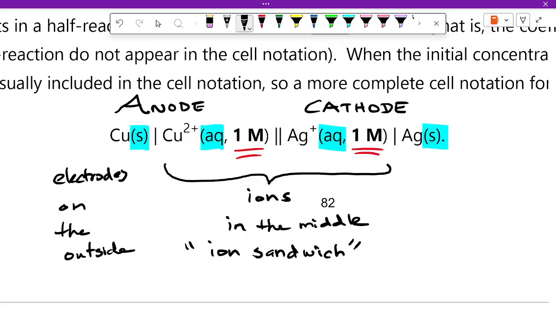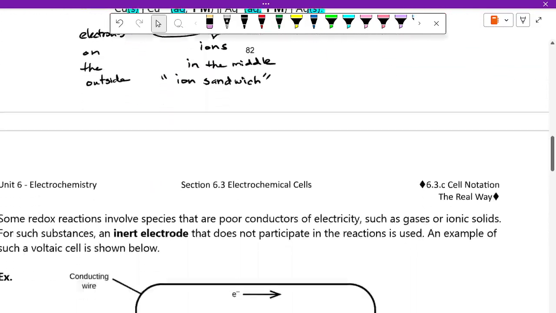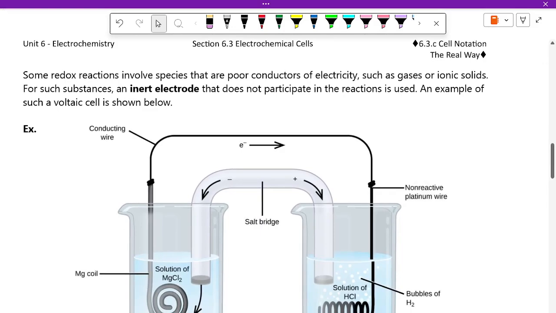Okay, we're going to take just a very, very quick look at what comes next, just in case I've missed something here. Yeah, here we go. Okay, so some redox reactions involve species that are poor conductors of electricity, such as gases. Can you imagine a gas conducting electricity? That's not going to happen. So if you have a copper electrode, obviously the copper can lose electrons. But if you have a hydrogen electrode, the hydrogen can, oh, I'm saying it wrong.